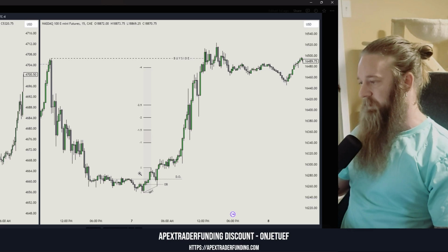So price did in fact blast through this silver bullet zone, the 1 to 1.5. And when it does that, usually it'll hit 2 to 2.5 and then retrace into 1 to 1.5.